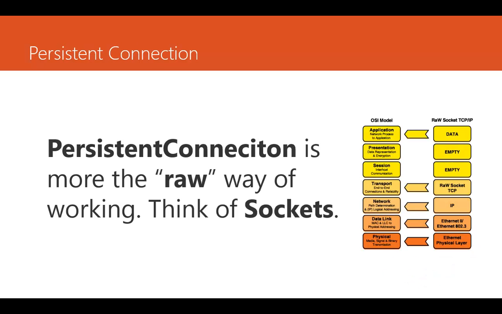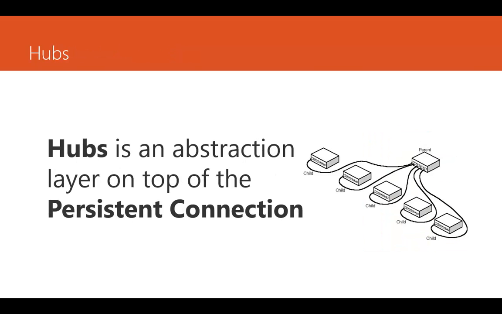So SignalR is based on two different layers. At the bottom, you have the persistent connection, and on top of that, you have the hubs. And you have some different use cases for these two layers. The persistent connection is more of a way to work with it in a much rawer way. Think of this as sockets. So if you want to work with the data on a very low level, the persistent connection is what you are going to work with. And the hubs, on the other hand, is an abstraction on top of the persistent connection, which allows you to use some very nice abstractions, which make it very, very easy to get started with.